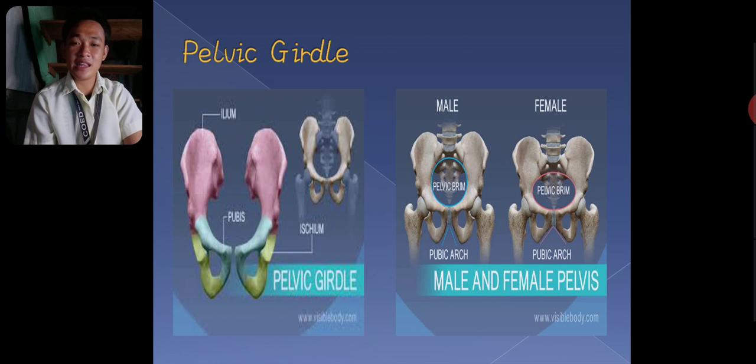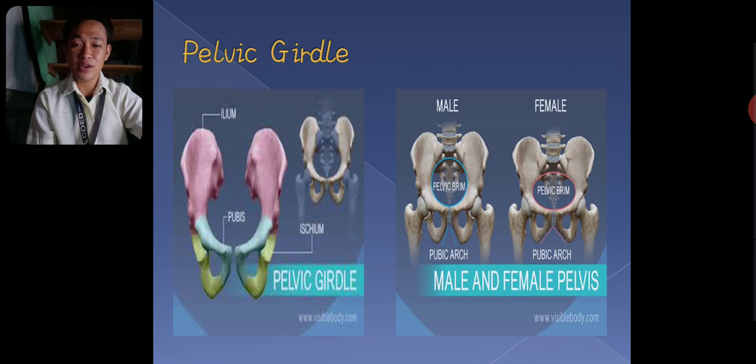So sa pelvic girdle is a ring of bones attached to the vertebral column that connects the bones of the lower limbs to the axial skeleton. The pelvic girdle consists of the right and left hip bones. So each hip bone is a large, flattened, and irregularly shaped fusion of three bones, the ilium, ischium, and pubis.